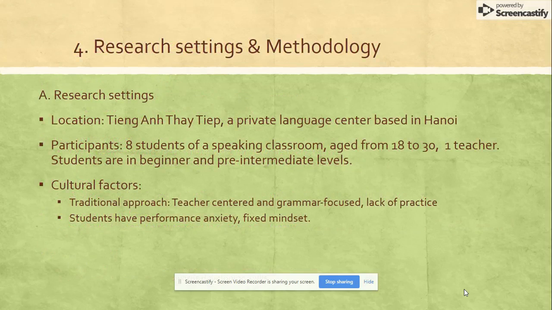For the research settings and methodology, let's come to the first part, research settings. This research is placed at a private language center based in Hanoi, and its name is Tiếng Anh Thầy Tiệp. The participants chosen for this study are a speaking class that consists of 8 students. Their ages range from 18 to 30. They are mainly university students, and some of them work. Their English proficiency levels are just beginners and pre-intermediate.